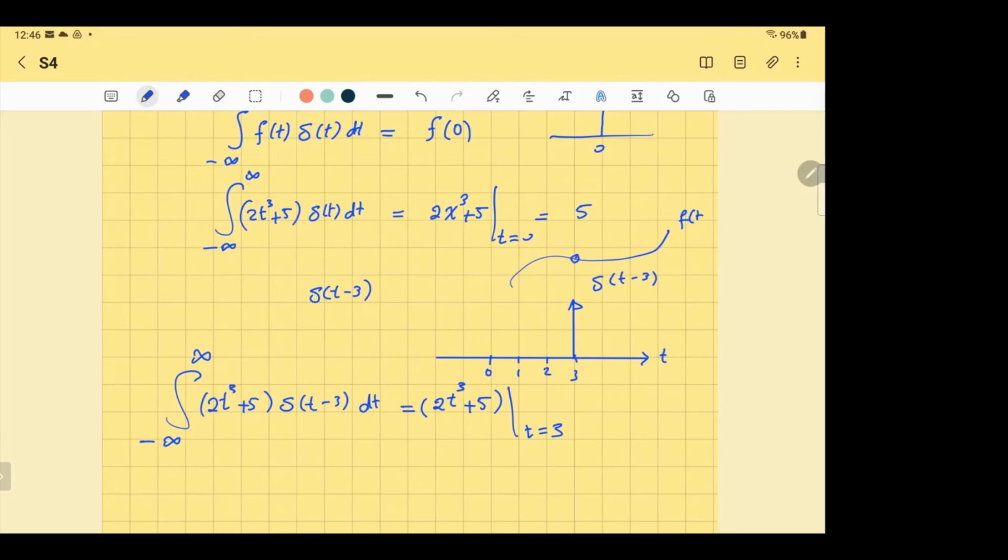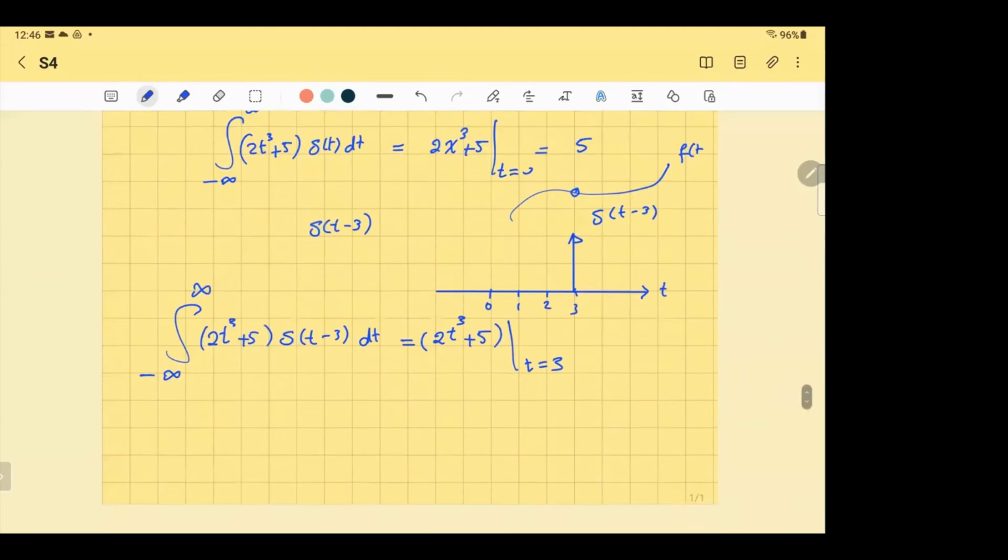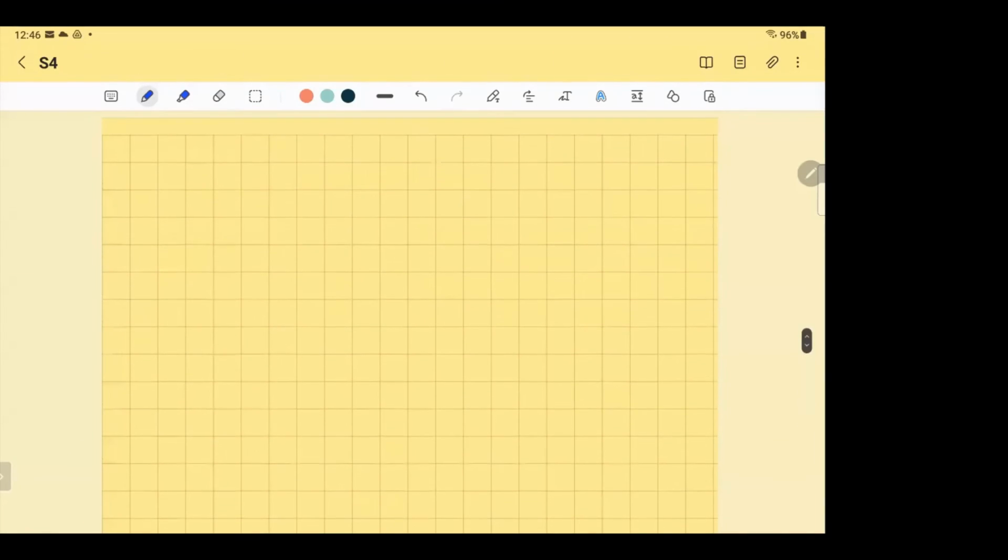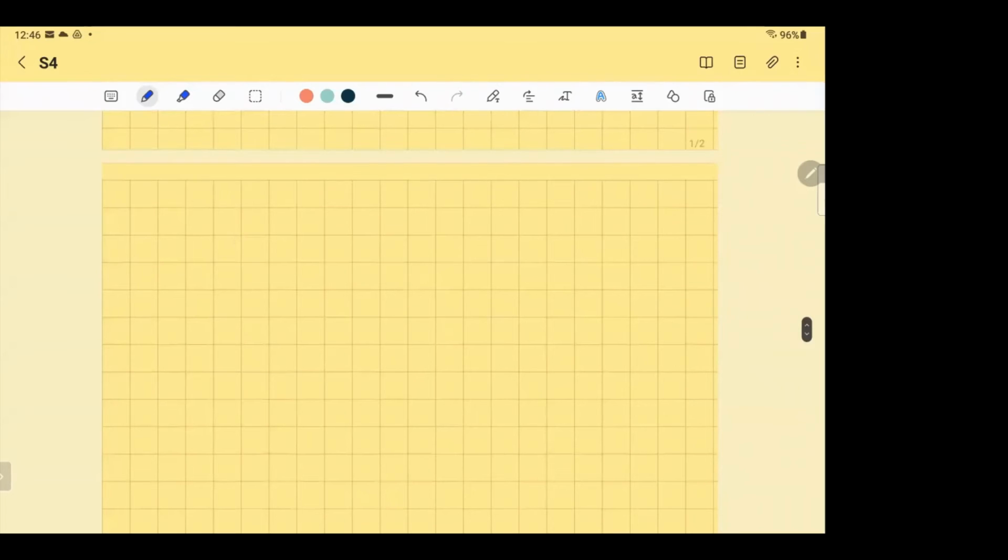Question: what about if I want to multiply the function by delta of t, but I don't want to integrate? What will you get? Like, if you want to find f of t times delta t minus t naught, defined at any time, not only at t equals 0. You can have t naught equals 0, but in general, what do you get? Do you have an idea what you get?